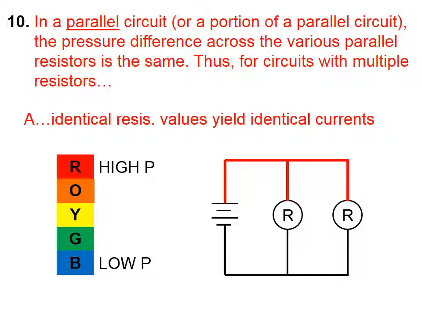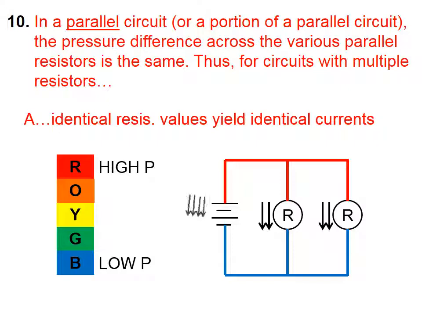That top portion of the circuit is touching the high pressure red positive terminal of the battery, so all of those are high pressure red. This lower portion of the circuit is touching the negative terminal of the battery, which is low pressure blue. You can see that we have the same type of bulb, both round. All round bulbs have about the same resistance, and since the pressure difference, namely red to blue, across both of those round bulbs is the same, then we will get the same current through each of those bulbs.